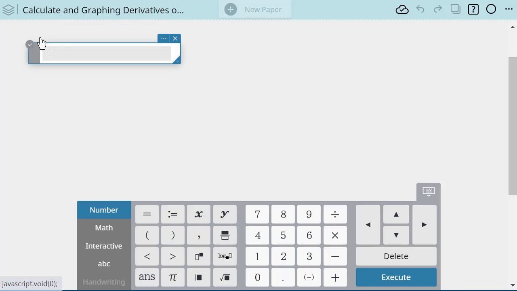In this video, we're going to show you how to use the Calculate sticky to calculate derivatives and also the Graphing sticky to graph derivatives. So let's open a Calculate sticky. That's this first one here. And you can do it manually, obviously.